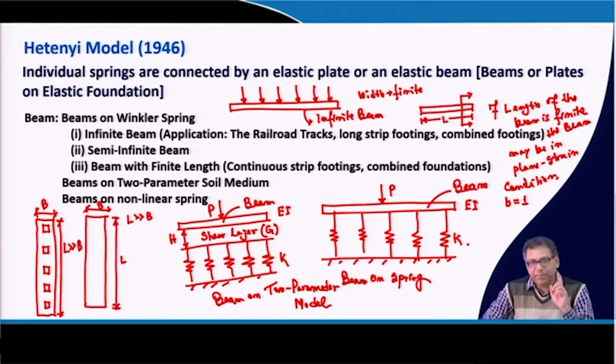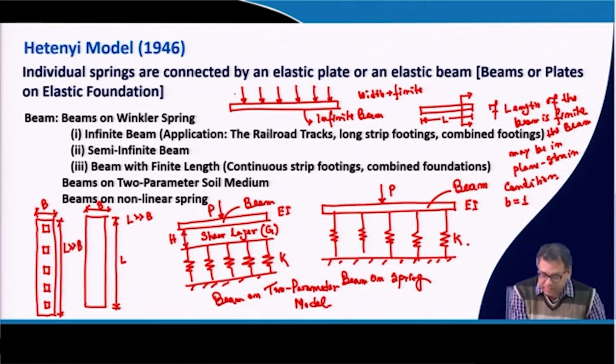So, that means the beam can be under plane strain condition also. In such case, the beam width you have to consider as unit. If the beam has a finite width like this, then there is no issue. If the beam has a finite width, then if I take the cross section, the cross section is simple like this. This will be equal to B and this is equal to H.